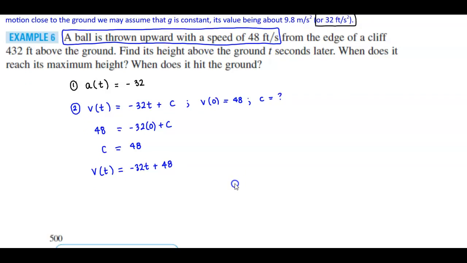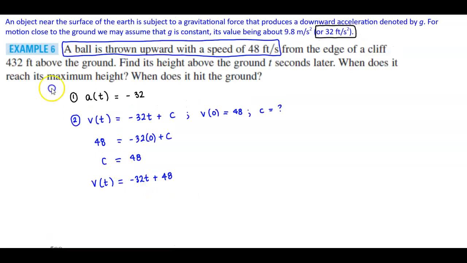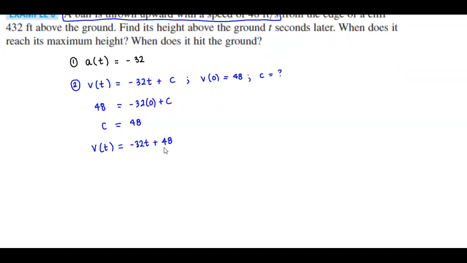Now we want to find the position function, so we want to find the antiderivative of the velocity function. That's s of t. So this is going to be negative 32 to the 1 plus 1, which is 2, over that 2, plus 48t, and then we're going to call our constant here d. Let's simplify that a little further. So s of t is going to equal negative 16t squared plus 48t plus d. Now we want to find out what the constant d is.